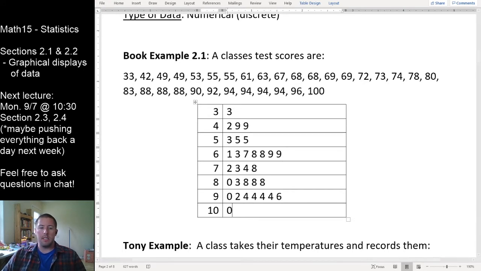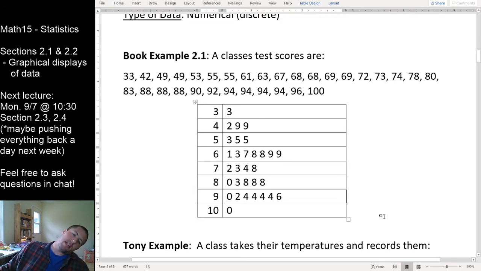So notice it's acceptable for our stems to have more than one digit. 10 is totally fine. Even if it had 3 or 4 digits, totally fine right there. We really just want our leaves to always be one digit long. The nice thing to see here, the important thing to do with every stem and leaf plot is turn your head on the side to view this thing. If you turn your head sideways, then this should now look to you like a histogram.